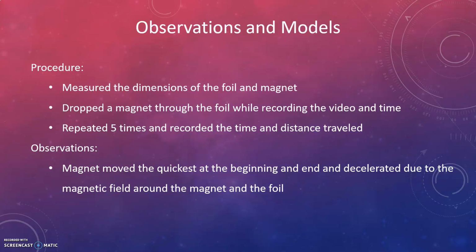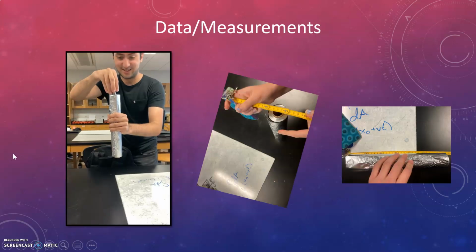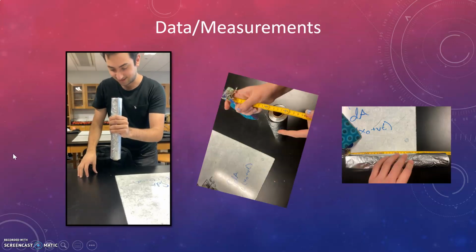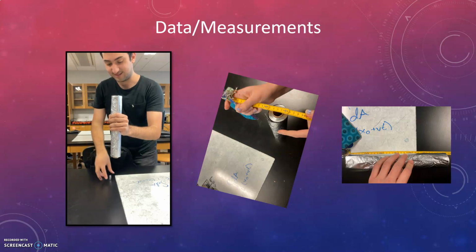The magnet moved the quickest at the beginning and the end and decelerated the most due to the magnetic field around the magnet and the foil. And here is one of our classmates dropping the magnet through the foil. And as you see, it slows down because of the magnetic field produced inside of the foil. And here is just us measuring the foil itself.